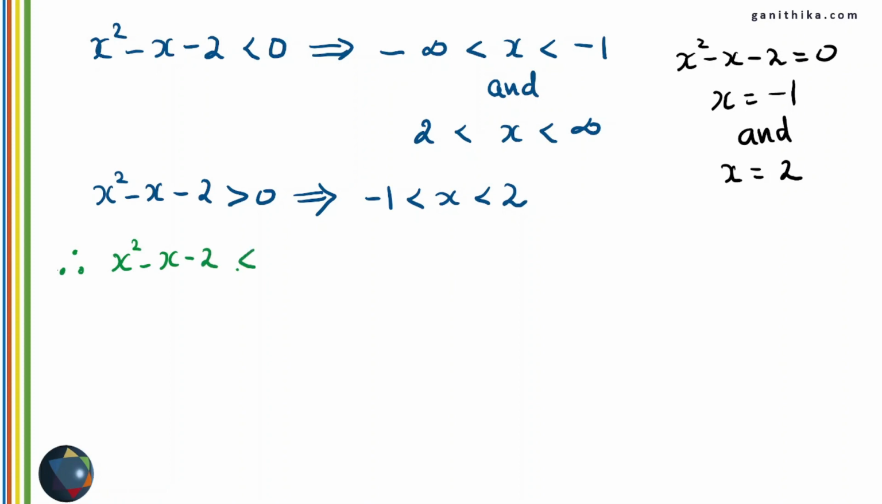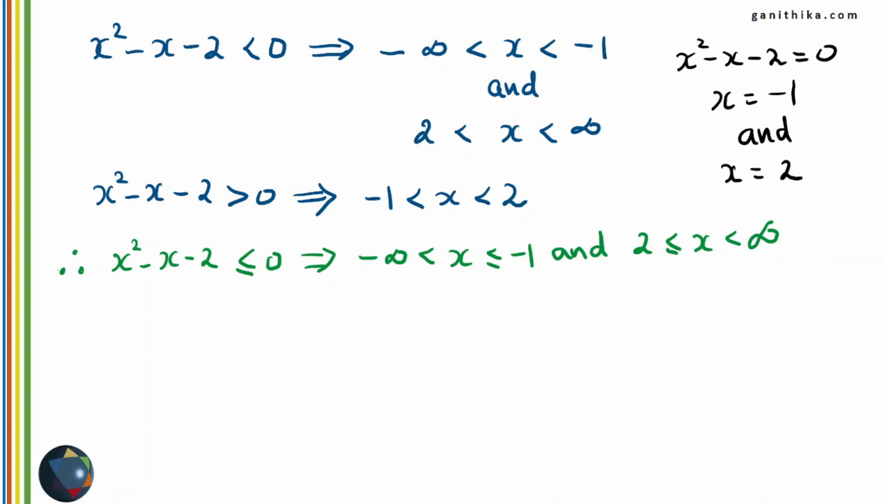Whereas if we have the inequality like this, x square minus x minus 2 is less than or equal to 0, which means it is both less than and equal to 0. So we have to combine both the answers: minus infinity less than x but less than or equal to minus 1. In this case, we are including the minus 1 also into the solution, because equal to 0 is also given in the inequality. And 2 is also going to be included in the solution. Therefore, 2 less than or equal to x less than infinity.